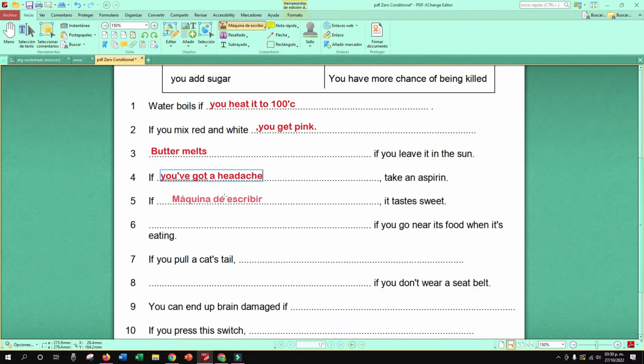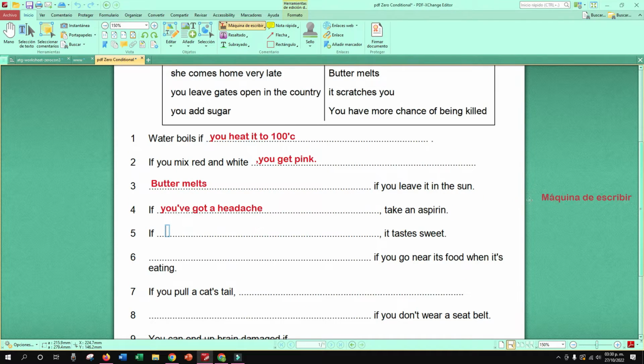It says, if it tastes sweet. If what? There you have it here, right? If you add sugar. If you add sugar, perfect. It tastes sweet. Right, excellent. Let's see 6. If you go near its food when it's eating. That's a little bit weird, right?